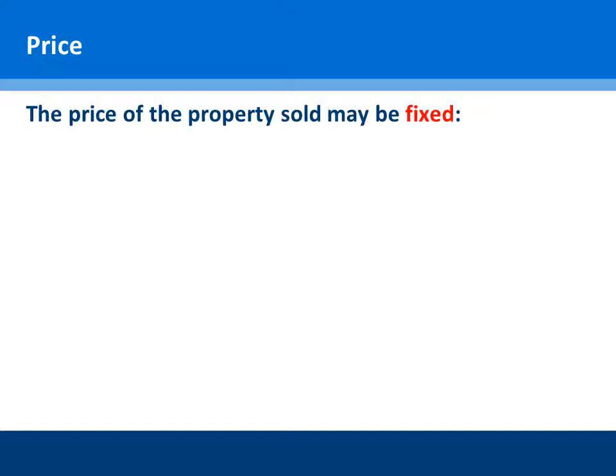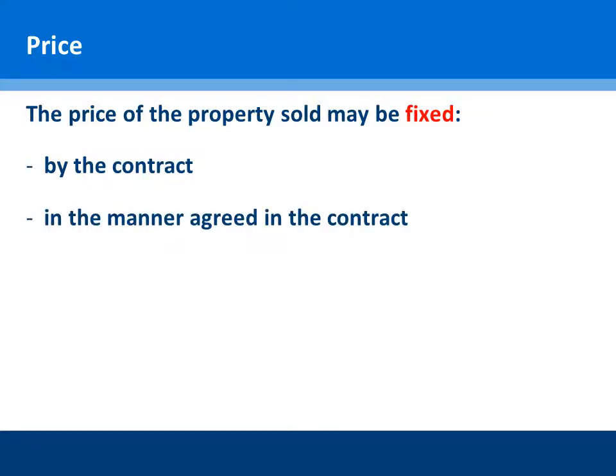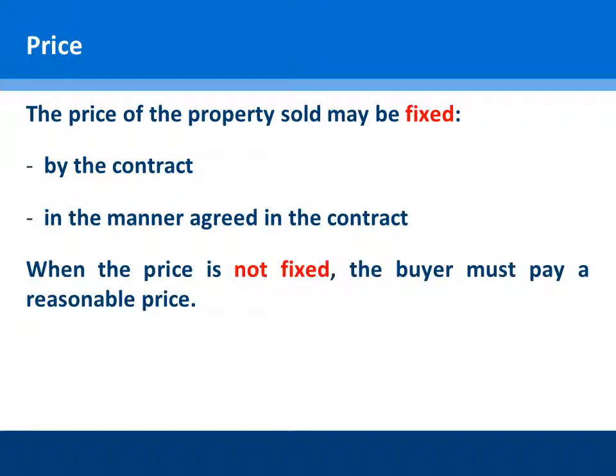Price. Price is an essential element of this contract. It is usually fixed by the contract or in the manner agreed in the contract. For example, when you go to the market, you want to buy some apples. It may be written 1 kilo, 100 baht. This means if you buy 3 kilos, you need to pay 300 baht. This is the meaning of this section.